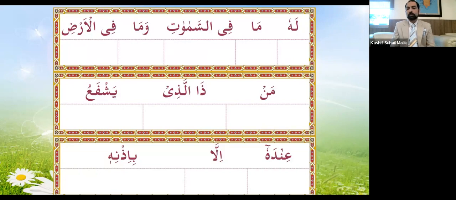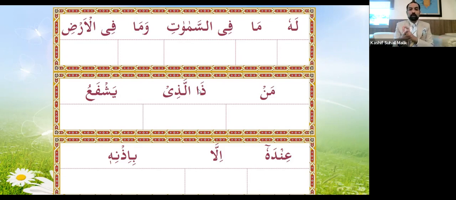Except. Now the last word, I want you all to break it into parts and let me know how many parts. Bi-iznihi. Three parts. Be, izn, and he. Excellent. Be, izn, and he. Very good. Now, once you look at the beauty of this method, once you have learned to break the Quranic words, you will be able to make meanings of many of them.